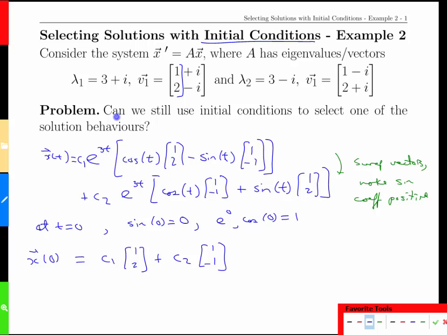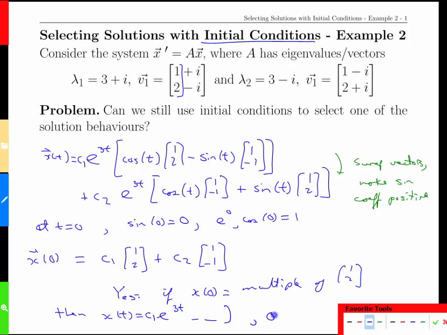So the shorter answer is, can we use initial conditions to select one of the solution behaviors? Yes. If we picked x of 0 equal to a multiple of, say, the 1, 2 vector, then we'd get x of t equals just the e to the 3t blah, blah, blah, c1 part, with 0 for c2. Now, what's a more interesting follow-up question is not, can we do this isolation of solutions, but does it matter if we do or not?